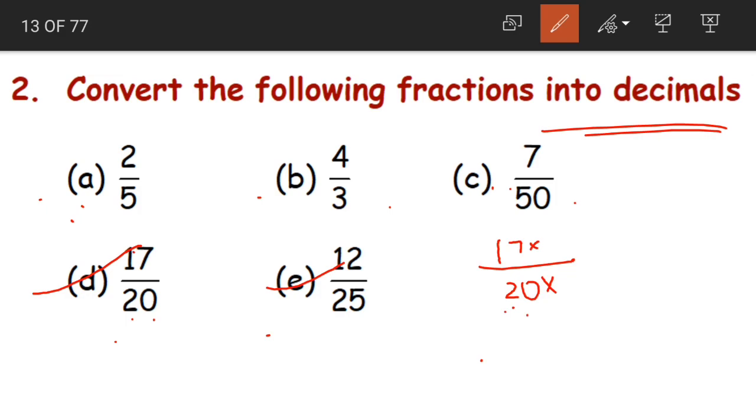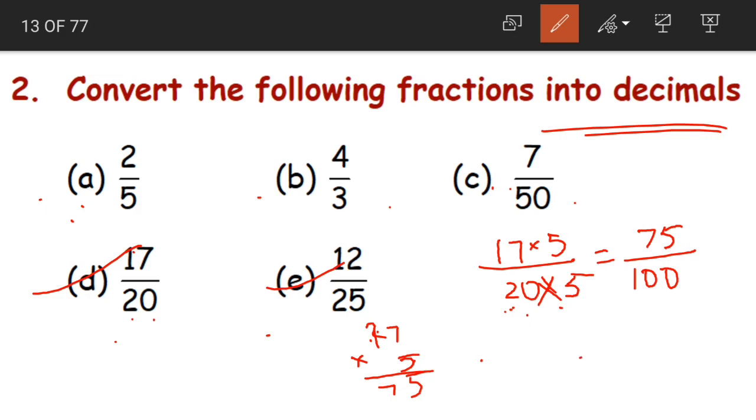First, we are having 20. Can we multiply 20 with something to get 10? No, it's not possible at all. We cannot multiply 20 with anything to get 10. So let us see for 100. 20 into 5 is equal to 100. Yes, 20 into 5 is equal to 100. So even the numerator will be multiplied by 5. 17 into 5 is nothing but 5 7s are 35, 5 1s are 5 plus 3, 8... 17 into 5 is 85, divided by our denominator 20 into 5, 100.